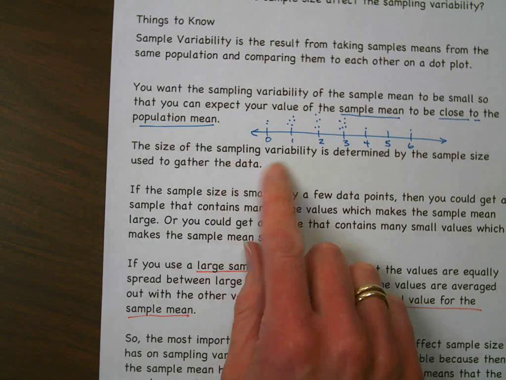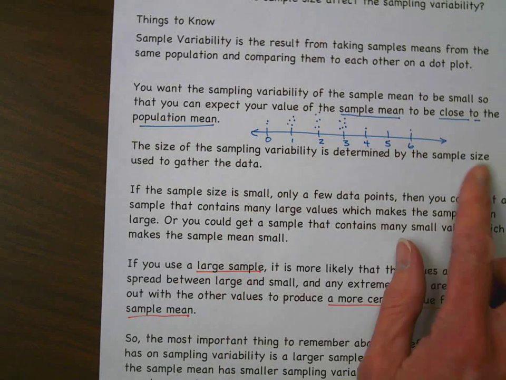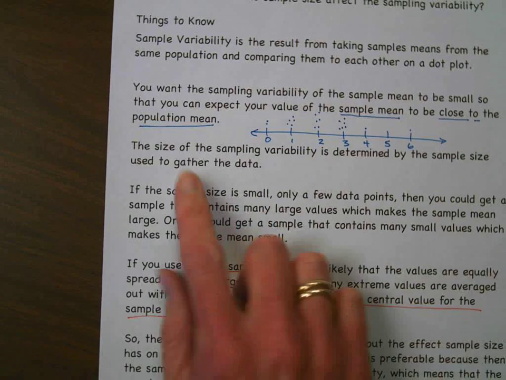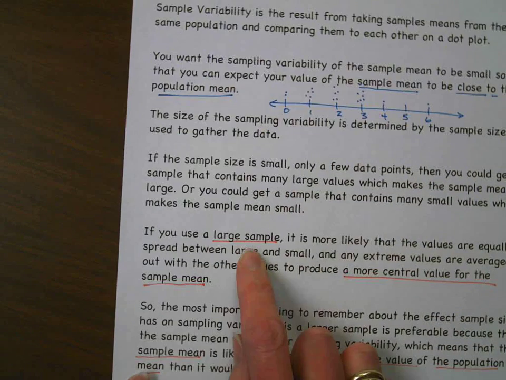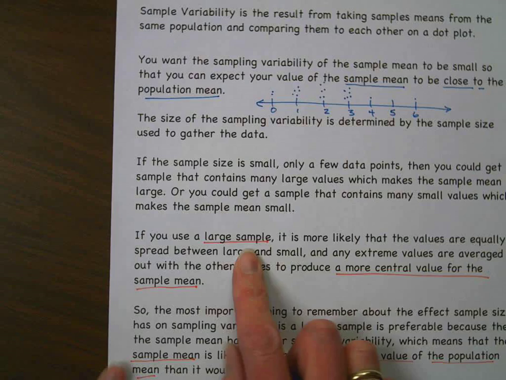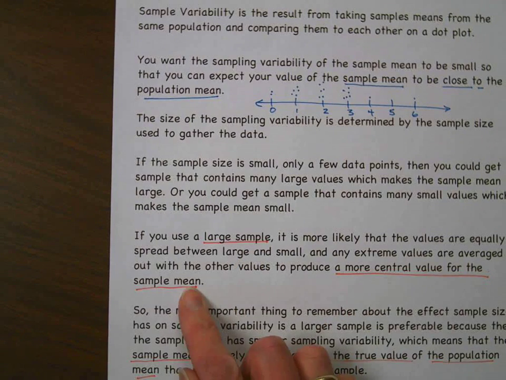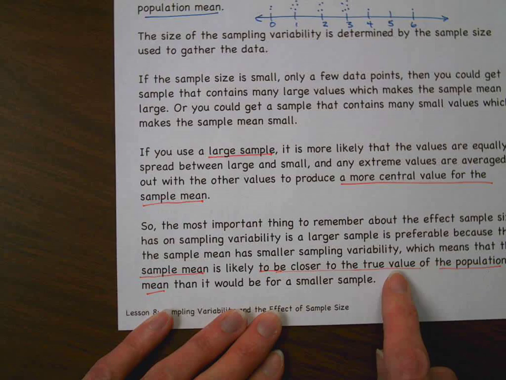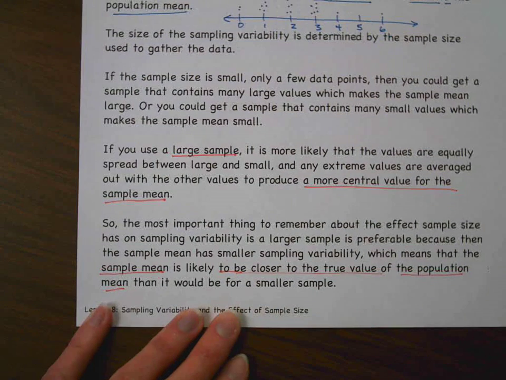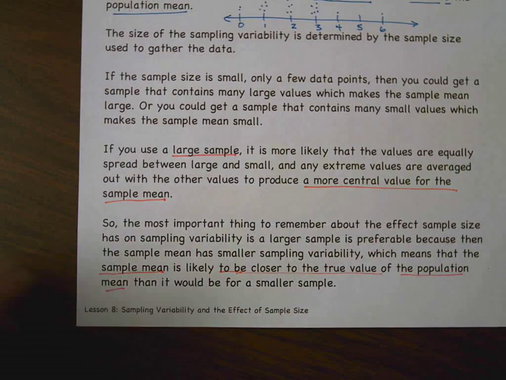And then the size of the sampling variability is determined by the sample size, and you want the size to be large in your sample, because a large sample gives a more central value of the sample mean, which means that it will be closer to the true value of the population mean.